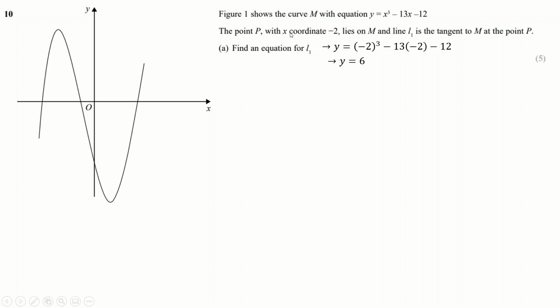Sorry, no, it's the point P. M is the curve. It's the point P. L1 is tangent to M at the point. As soon as you say tangent, you differentiate. So let's differentiate this thing and find the gradient.